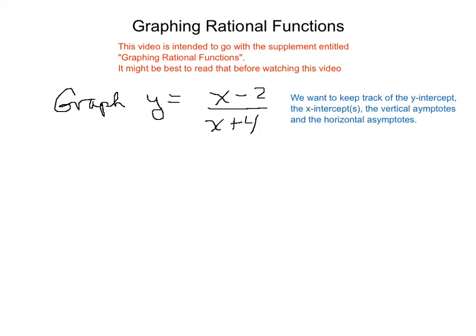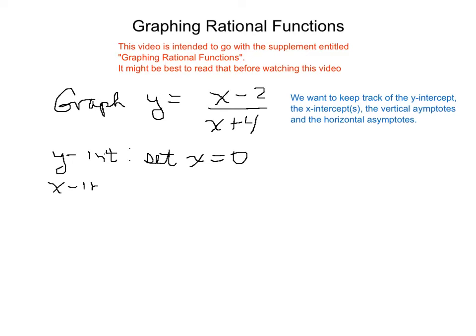So when we're graphing rational functions, there are really four big things. We want to make sure that we sketch the y-intercept, the x-intercepts, which are really the roots, the vertical asymptotes, and the horizontal asymptote. So let's spend some time on this. To get the y-intercept, we just set x equal to 0, because that's when the y-intercept happens, when x is 0.